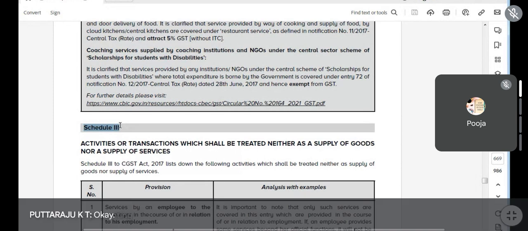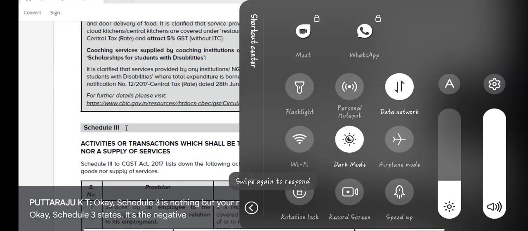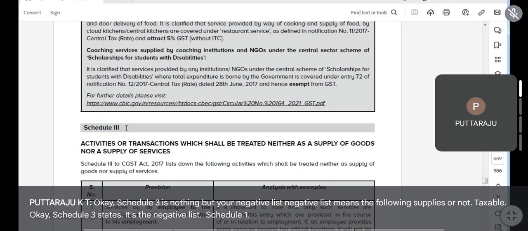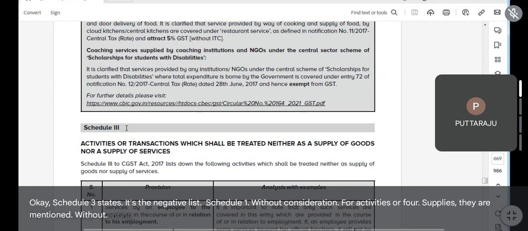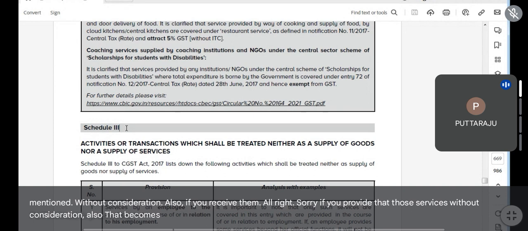Schedule 3 is nothing but your negative list. Negative list means the following supplies are not taxable. Schedule 1 has 4 activities or supplies mentioned without consideration. Even if you provide those services without consideration, that becomes taxable.